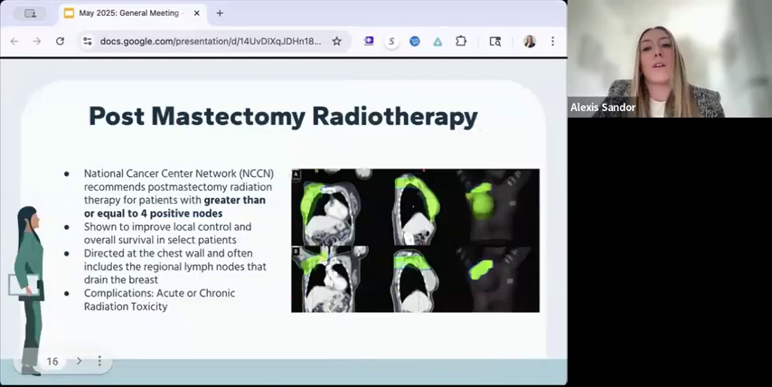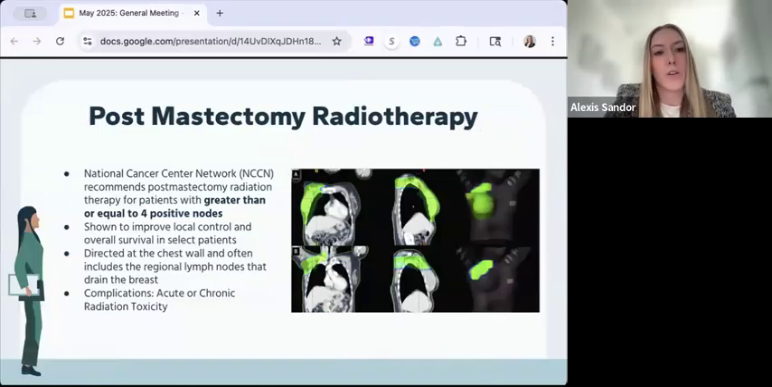All right. So post-mastectomy radiotherapy. So according to the National Comprehensive Cancer Network guidelines, radiation is recommended for patients with 4 or more positive lymph nodes. However, usage in patients with fewer nodes is actually increasing. So post-mastectomy radiotherapy improves local control and survival, but it is not without toxicity risks. And we can see this image to the right is actually showing planning for radiotherapy in a post-mastectomy patient.